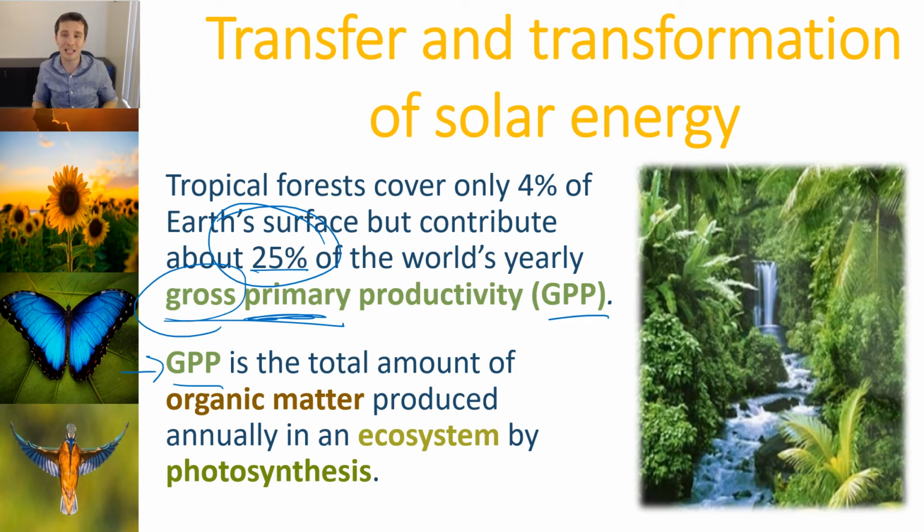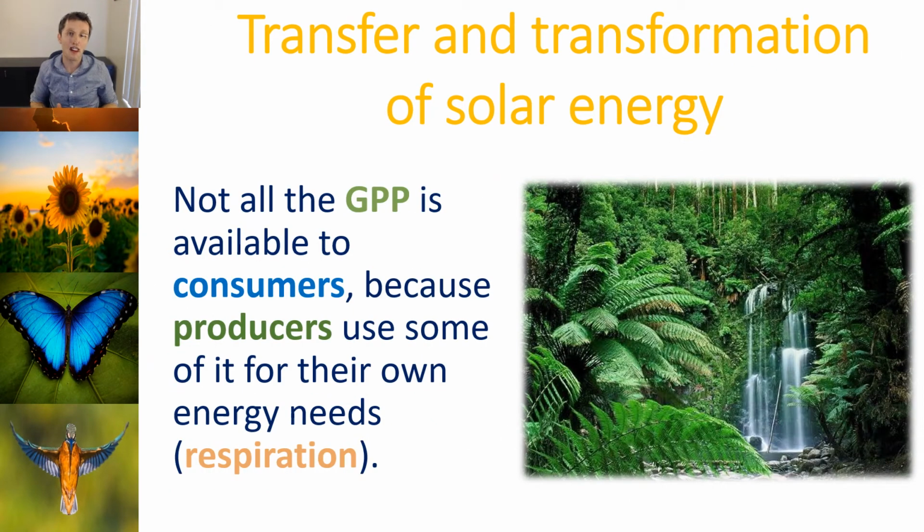which obviously means they contribute a significant amount, and they're a very vital ecosystem for us to maintain and look after. But not all of that gross primary productivity is actually available to the next level in the trophic chain there. So consumers, for instance, are not going to be able to get all of that chemical energy produced by photosynthesis by those plants, because producers actually use some of it for their own energy needs and respiration. Plants undergo respiration all the time.